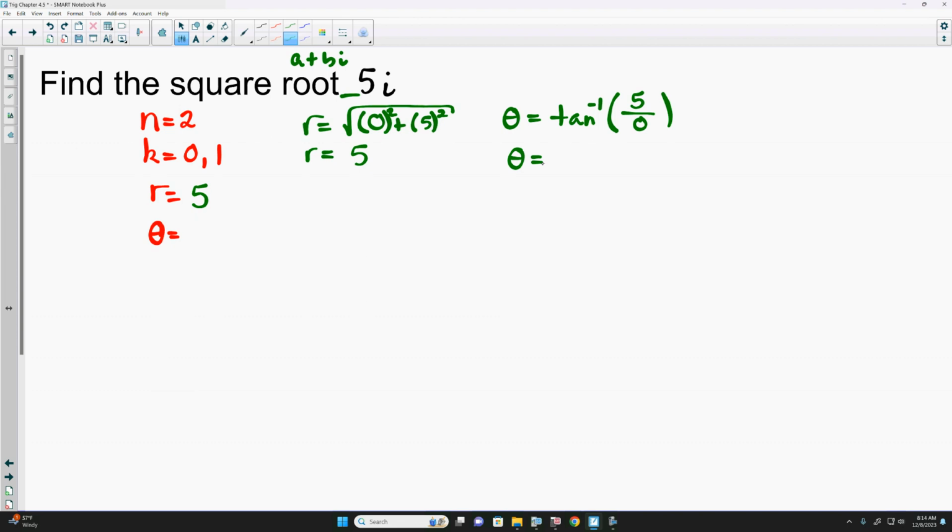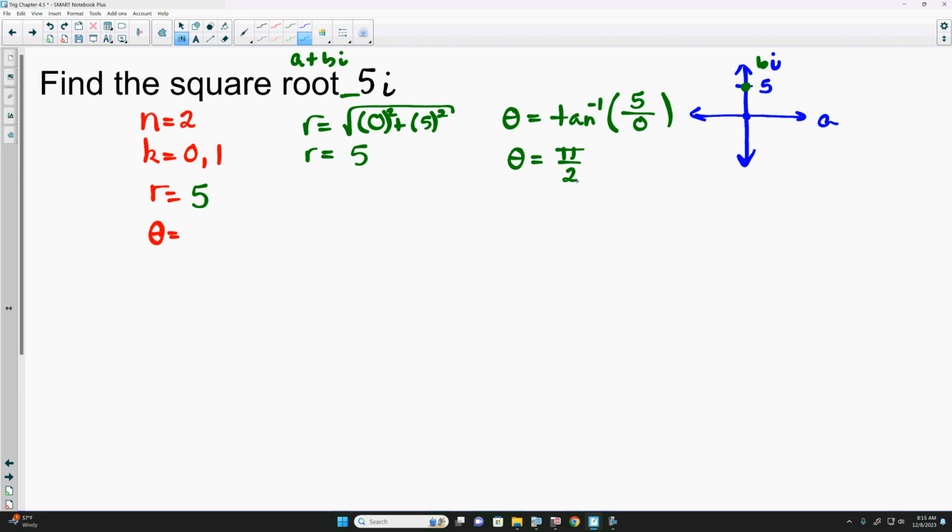Can we even plug this into the calculator? No, because we can't divide by 0, correct? But this still has a value. And to find that value, I've really got to look at the chart. Because what we're saying is our a plus bi. Well, a is 0, so I'm not going left or right, but we're going up 5 to our point. So our 5i is the point straight up. Well, we can do this first one in radians, which actually tells us our angle's pi over 2, 90 degrees.